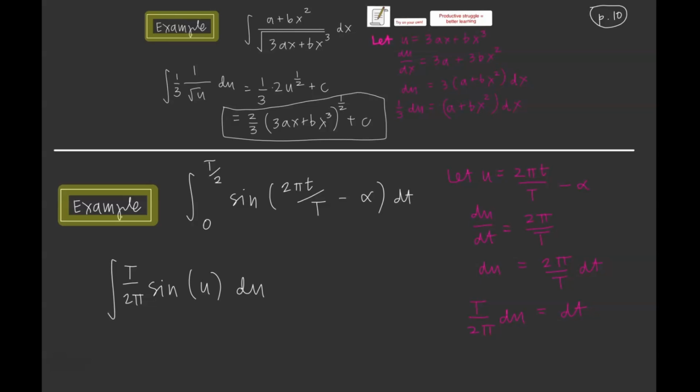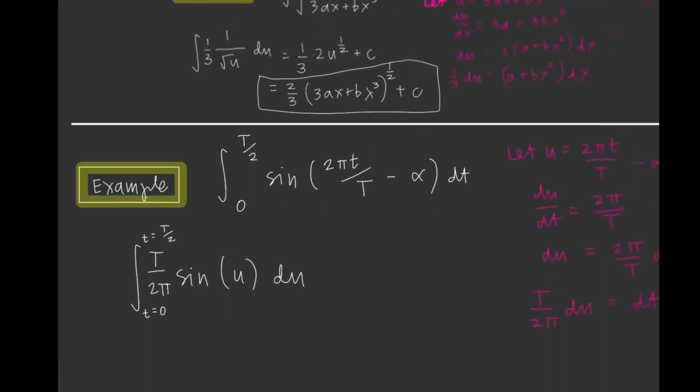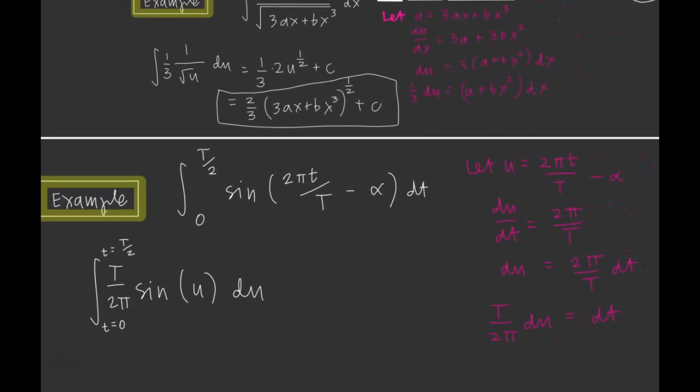So honestly, I did the last example where I changed the limits of integration to be u's. I'm going to actually keep my limits of integration as t's, and then we will reevaluate, substitute back in little t's in here. So for right now, I'm going to still let little t equal big T over 2 and little t equal 0, even though I'm working in u's at this point. When I do the integration, I'm going to go back to little t's.